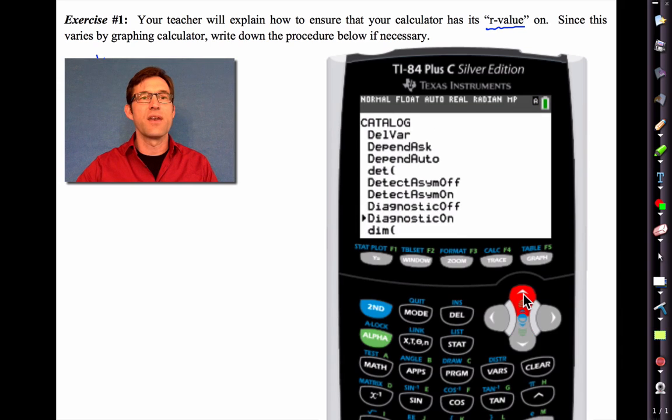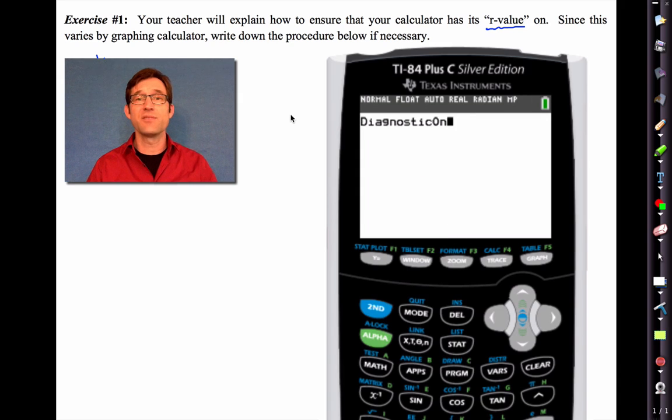They couldn't have even given it a nice name. They could have said correlation on or R value on, but no, it was diagnostics on. So I'm going to hit enter on that, and the calculator just tells me done. And that turns my R value on.